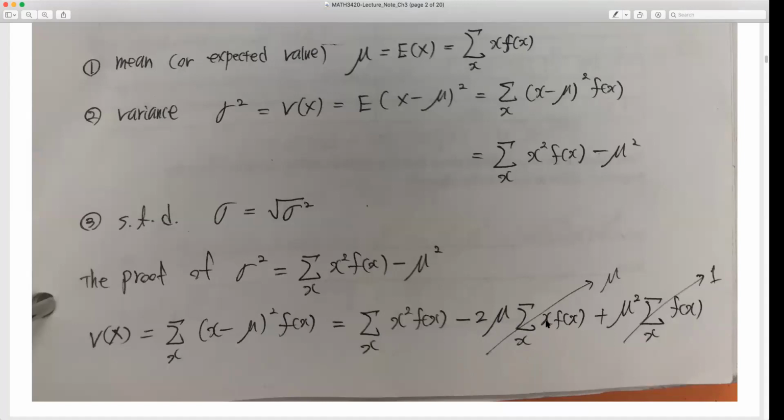That's what we got: negative 2 times mu times x times f of x. By the way, sigma x times f of x is what? Mu. That's the definition of mean, right? And then plus mu squared times sigma f of x. By the way, what's f of x? The PMF. The sum of all of the PMF must be equal to 1. That's one of the conditions of the probability mass function, right? So sigma f of x is 1. Negative 2 times mu times mu is negative 2 mu squared, plus mu squared is negative mu squared. So that's what we got. Simple, right?